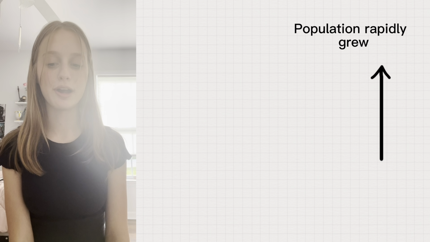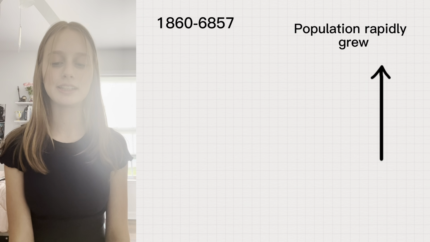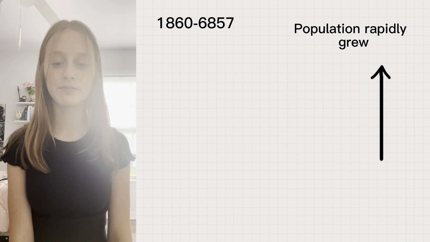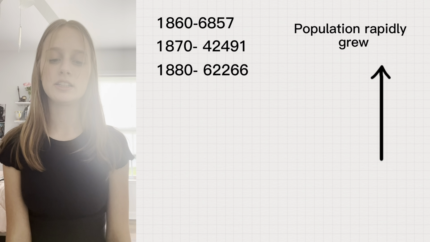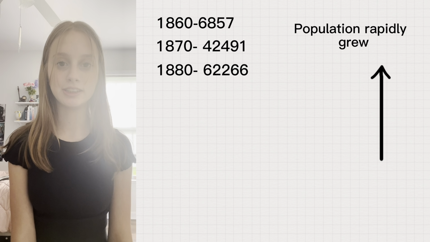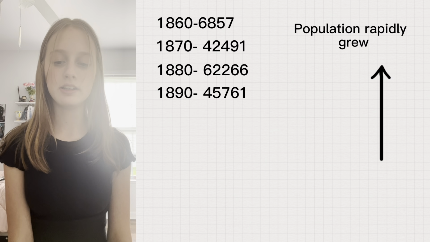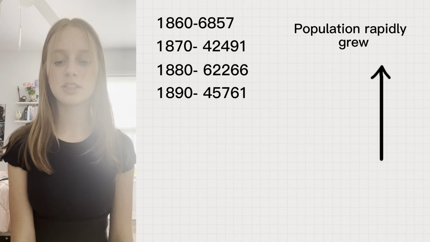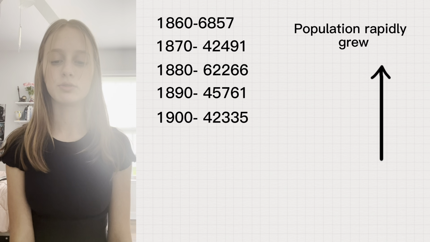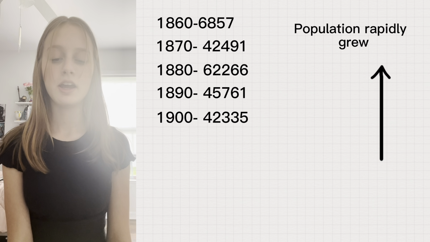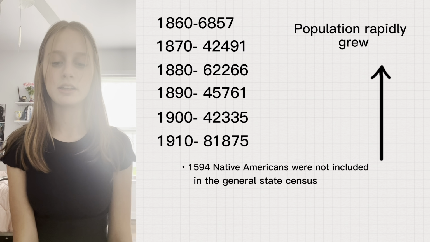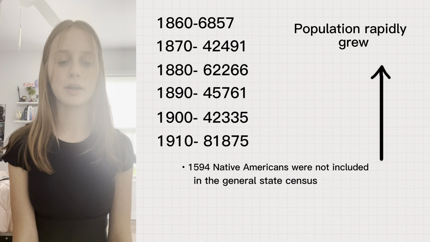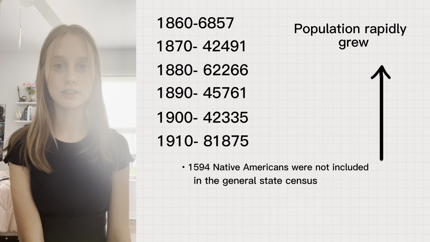The population of Nevada from 1860 to 1910 grew rapidly. In 1860, there were 6,857 people there. In 1870, 42,491. In 1880, 62,266. In 1890, 45,761. In 1900, 42,335. And in 1910, 81,875. In 1890, there were 1,594 Native Americans, but they were not included in the general state census.